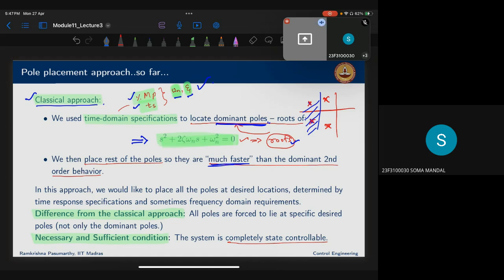But what we do differently here is we try to force all the poles, including the dominant poles, to be placed at our desired locations. Not just the dominant poles, all these poles. For that, the necessary condition is that the system must be state controllable. That is the necessary and sufficient condition. Let's see what it is.